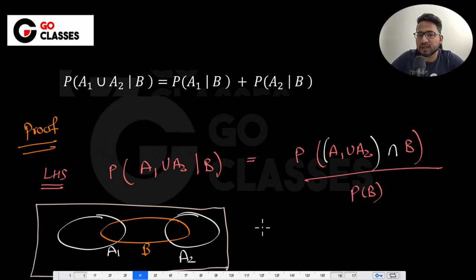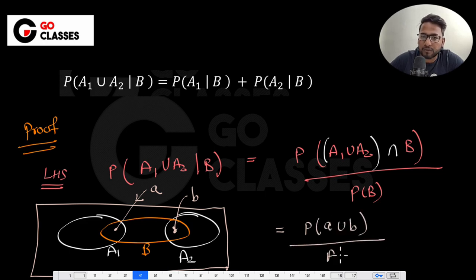Now let's just see if you can simplify this. So here A1 union A2 intersection B. I think this portion and this portion will remain, right? So let me call this portion small a, this portion small b. So I can say that small a union small b will remain, upon probability of B.